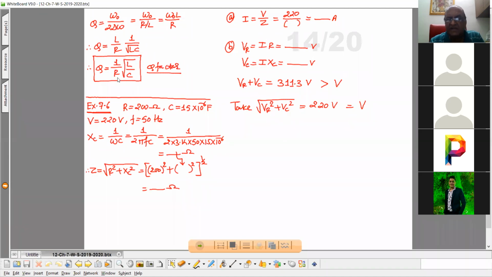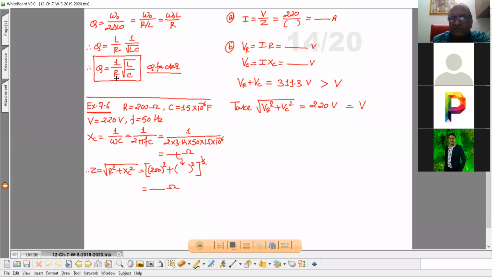So here we can understand if R is more, Q factor will be less, and sharpness of resonance curve will be less. If R is a small one, then sharpness of resonance curve will be more because Q factor will be more.